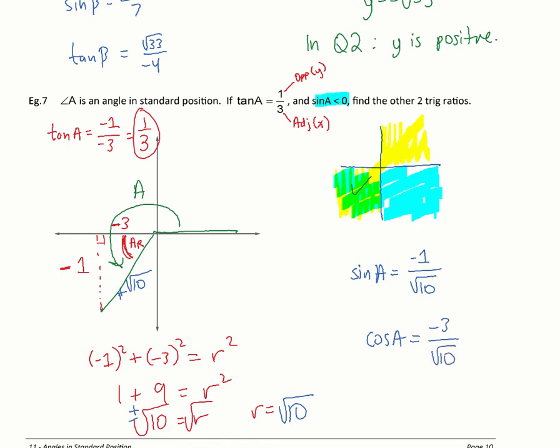And there you have it. That's how to find the sine, cos, and tan of any angle all around from 0 to 360.